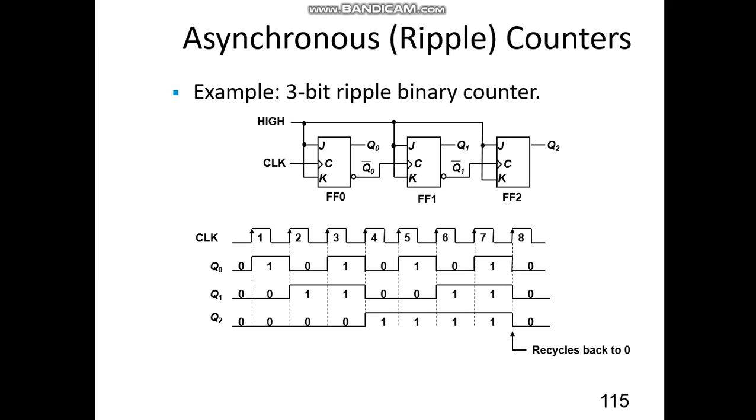Similarly, if you want a 3-bit ripple binary counter, you can add one extra flip-flop. It will count 000, 001, 010, 011, 100, 101, 110, 111. Then the next one will return to the previous state 000, then 001, and so on, continuously counting up.